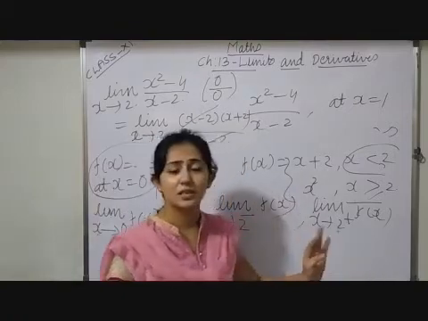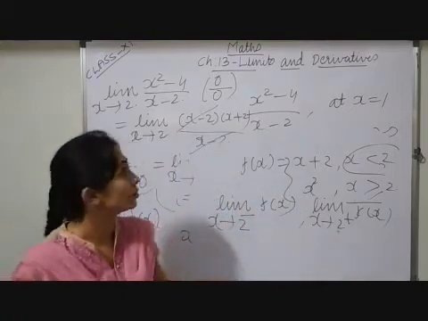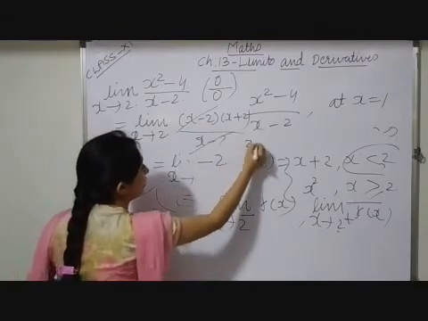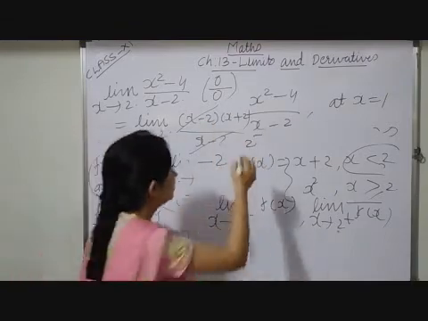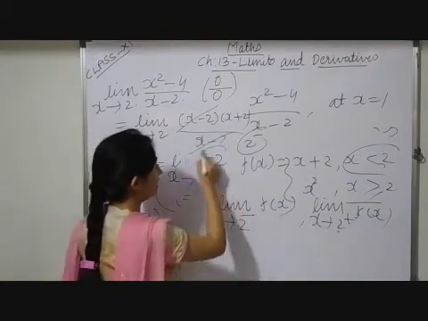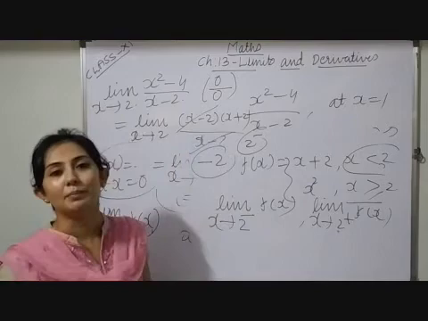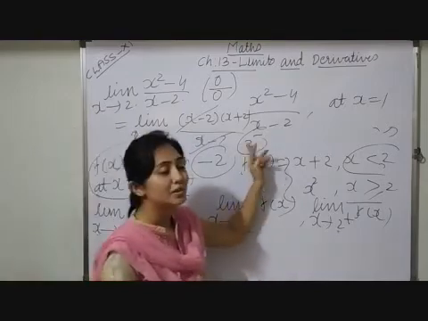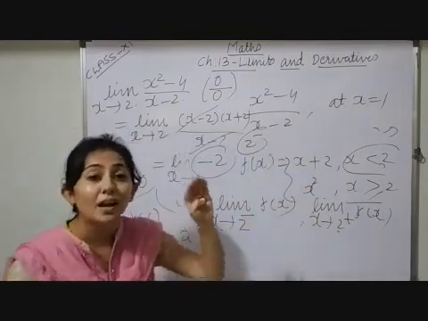Negative and positive doesn't mean that I have to substitute minus 2. There is a difference between minus 2 and 2 minus. 2 minus means on a number line you are moving towards the left side. And minus 2 means it is a value, it is a number. Minus 2 is a number. And this 2 minus is showing a direction.